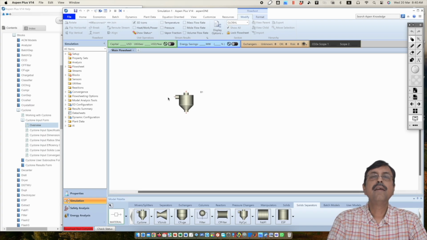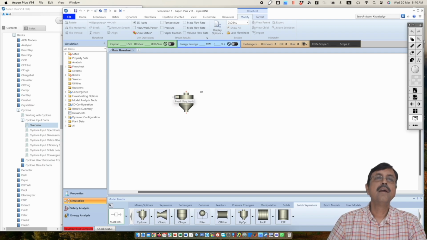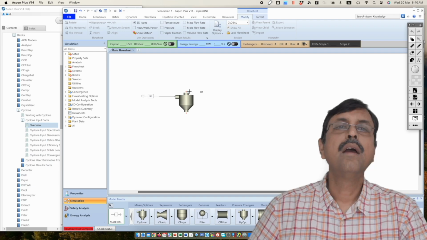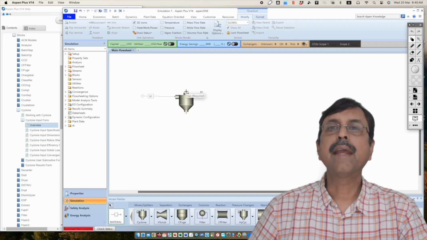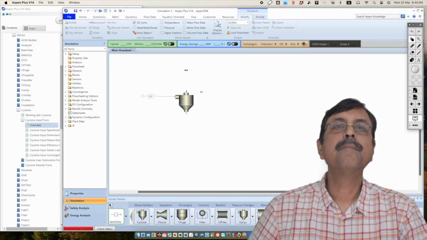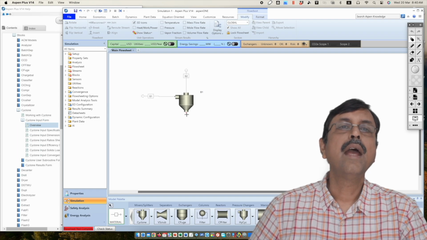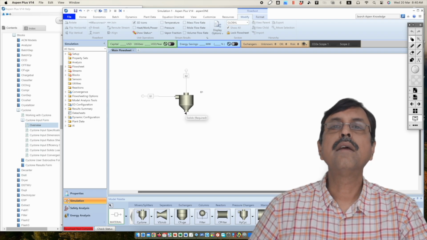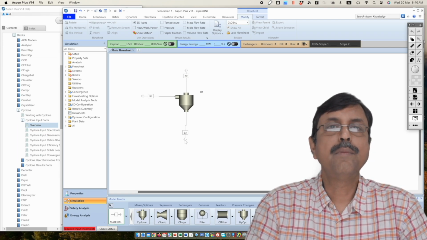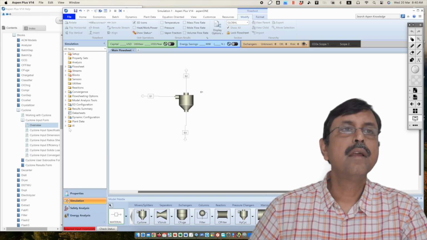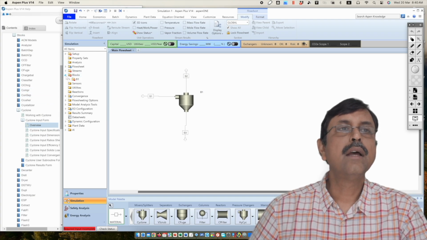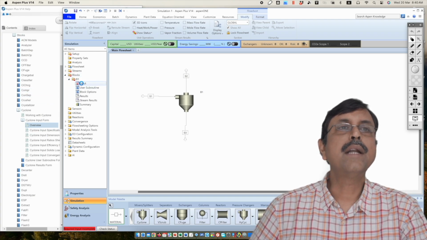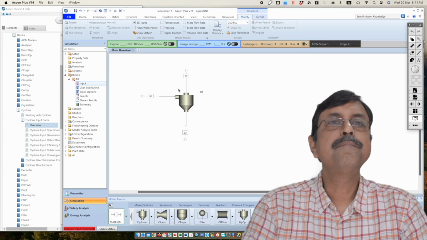Here you will find the option of one feed, one outlet for gas, and one outlet for solid, as we have discussed a few minutes back. Now let us go to the block and see what are the inputs that we have to give.